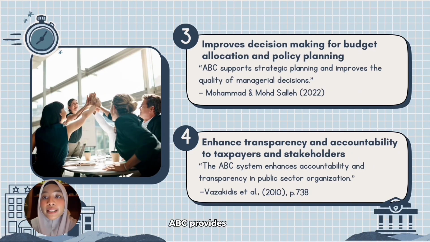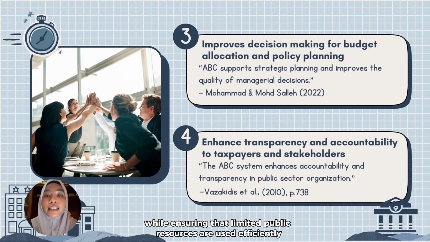ABC provides detailed information about the costs of different activities and services. This information allows managers and policymakers to allocate budgets more effectively, prioritize important programs, and make informed policy decisions. Consequently, government organizations can improve service quality while ensuring that limited public resources are used efficiently.